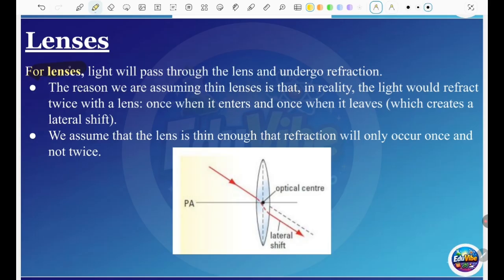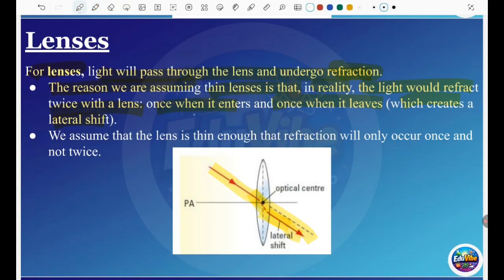For lenses, light will pass through the lens and undergo refraction. With mirrors, they do reflection. When light passes through a lens they do refraction, because we're dealing with the refraction topic so far. The reason we are using thin lenses is that in reality, the light would refract twice in the lens, once when it enters and once when it leaves, which creates a lateral shift. So this is called the lateral shift: one is the actual line and the other is the shifted line, because of the entry and exit.